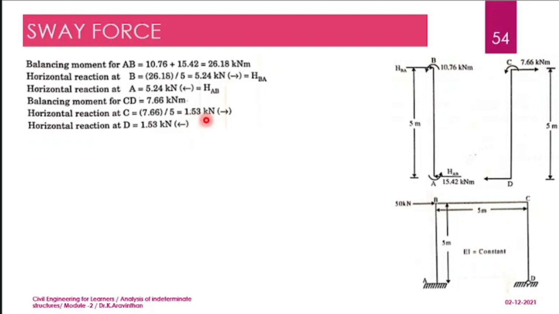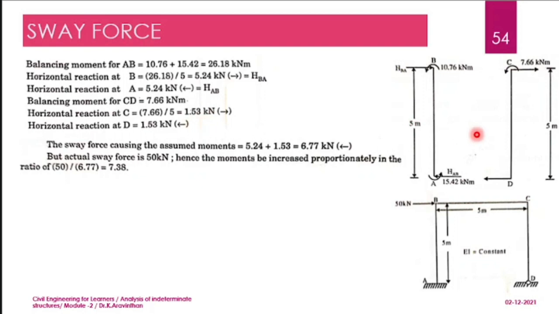Now you got all the reaction. The force is applied here and currently you have found out the reactions 5.24 and 1.53. What is the total horizontal reaction here? So at HAB you got 5.24 and HDC you got 1.53. What is the horizontal reaction? Total reaction is 6.77. Okay, this is for the assumed moments.